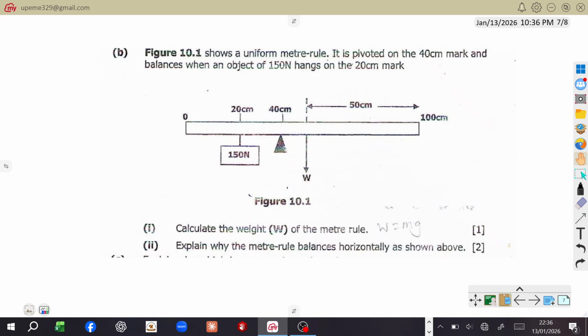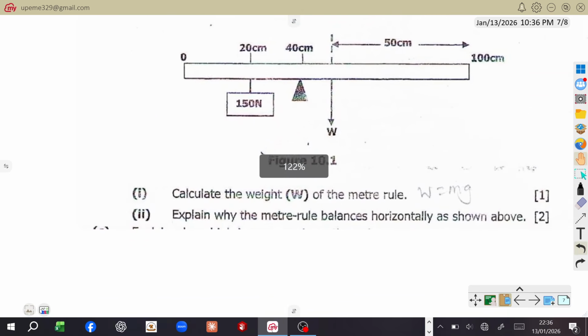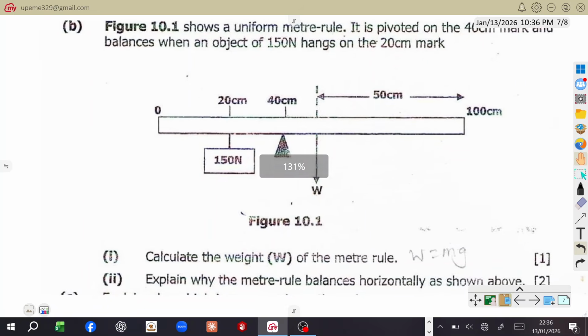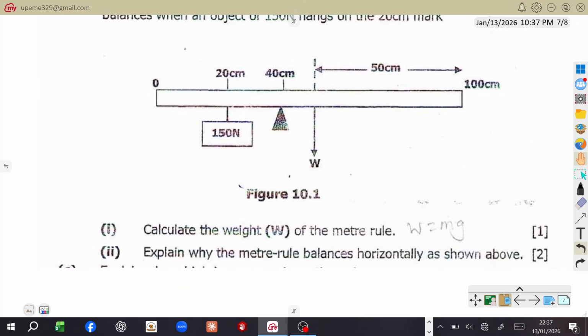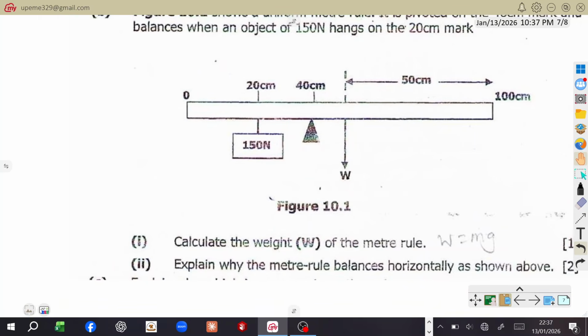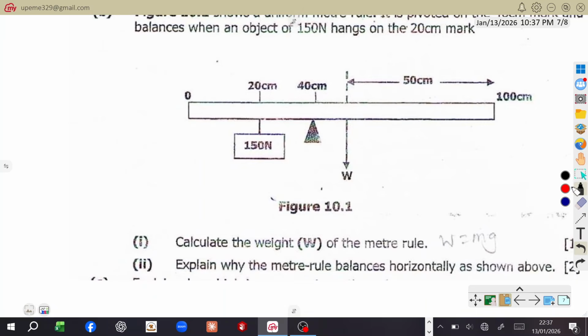Yeah, another question came in this format where we are told that figure 10.1 shows a uniform meter rule. It is pivoted on the 40 centimeters mark and balanced when an object of 150 newtons hangs on the 20 centimeters mark. Then they're saying calculate the weight W of the meter. So here they even helped to show the weight. So here at the mark is 50. That is the center because we are dealing with a uniform meter rule.